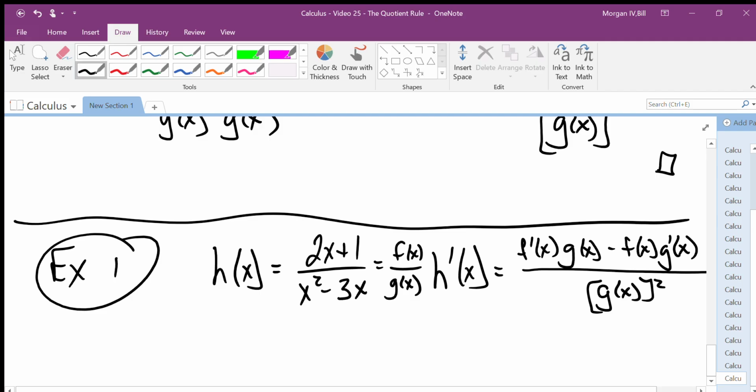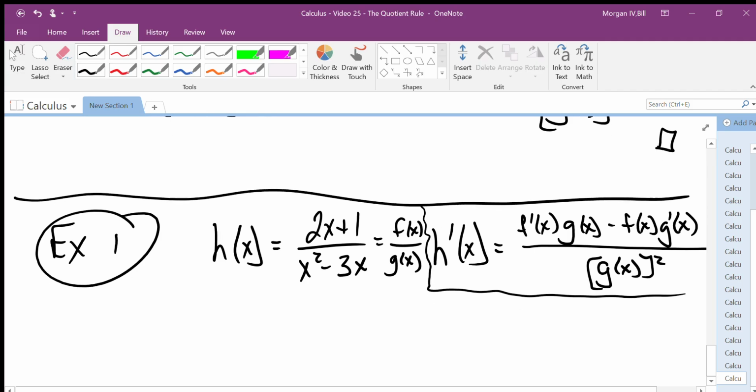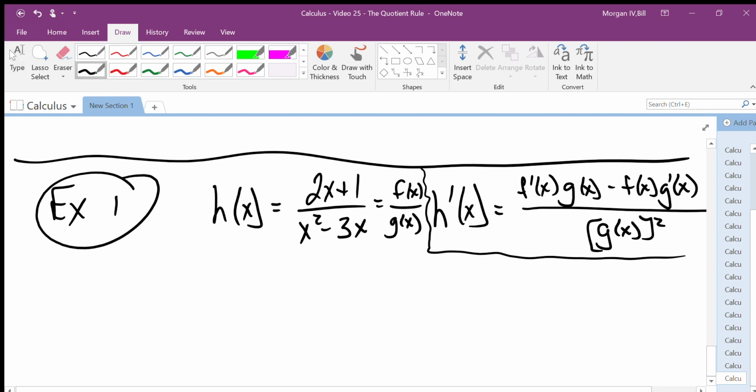Right, that is the quotient rule. So let's use it. I want f prime, the derivative of the numerator. 2x plus 1 is my numerator. Its derivative is just 2.